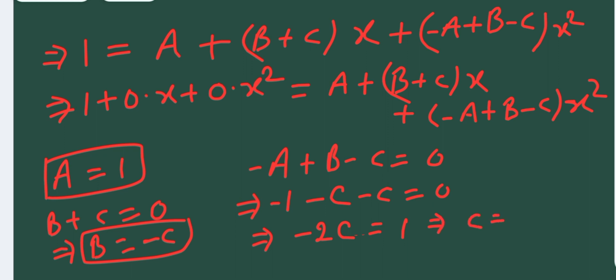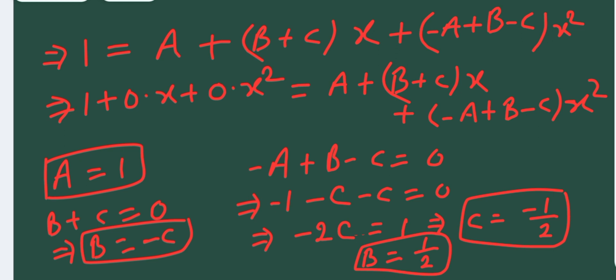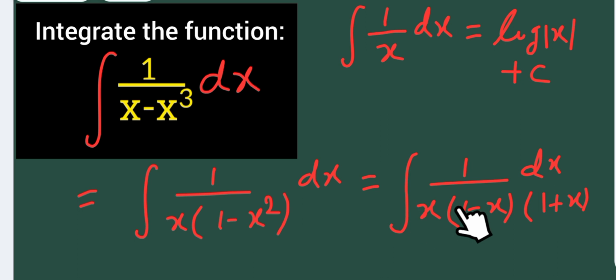If I simplify, the value of c I will get is 1 upon minus 2, meaning minus 1 upon 2. If c is minus 1 upon 2, then b is just minus of that, so the value of b will be 1 upon 2. So ultimately we got the value of a as 1, b as 1 upon 2 and c as minus 1 upon 2. So what I mean to say is, this function I can break into a upon x, b upon 1 minus x and c upon 1 plus x.